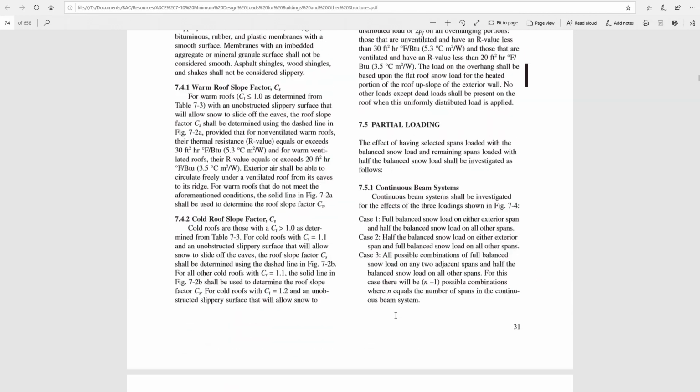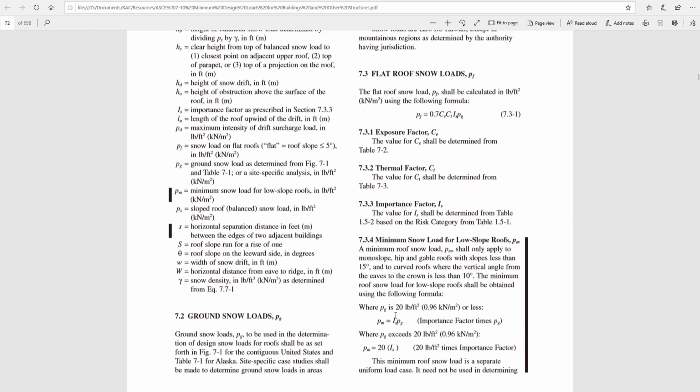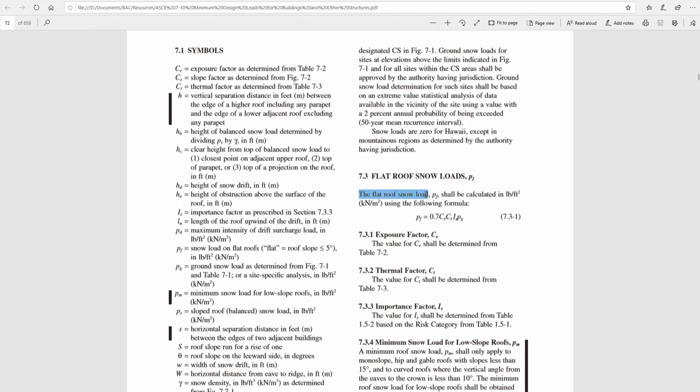However, they are related. So if I scroll back up to the top, you can see that there's a formula here for determining the flat roof snow load, PF. And you can see that it is equal to this factor 0.7 times these other variables times the ground snow load. And each of these factors, the exposure factor, the thermal factor, and the importance factor for a typical building will be just 1.0. So the only factor that we really need to pay attention to is this 0.7. So we're going to take the ground snow load and reduce it by 30% to get our roof snow load.